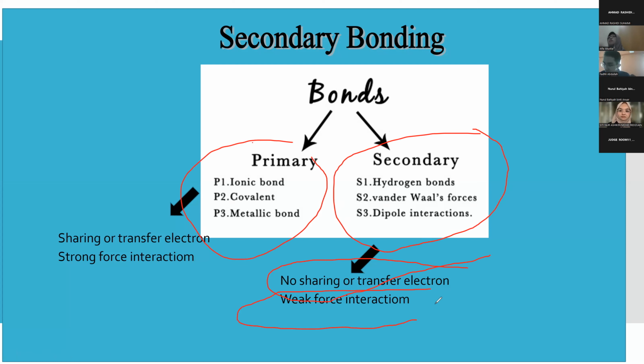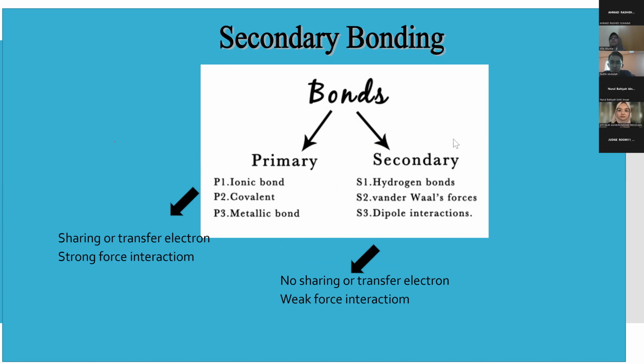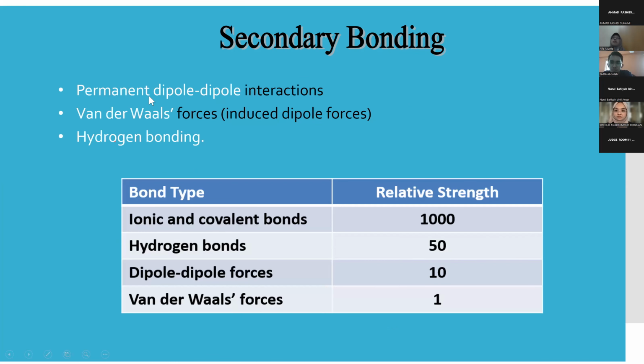Because this is intermolecular interaction between molecules. In primary bonding, the molecule itself is formed by the bonding. But in secondary bonding, the molecules already exist, and the interaction is between molecules. So there is no sharing or transfer of electrons, and the consequence is weak force interaction. Secondary bonding includes permanent dipole-dipole interaction, van der Waals force, and hydrogen bonding.